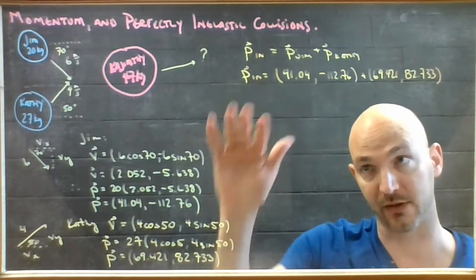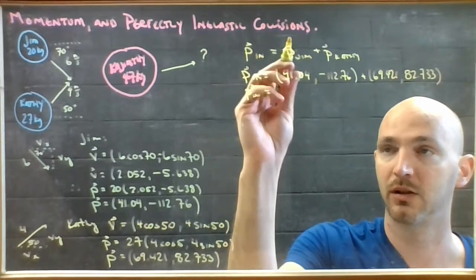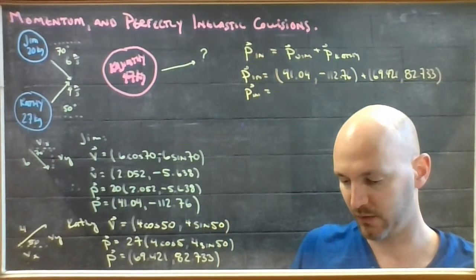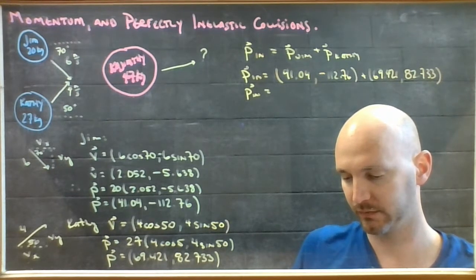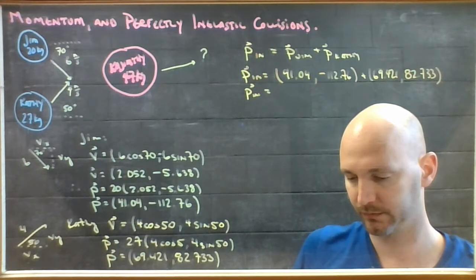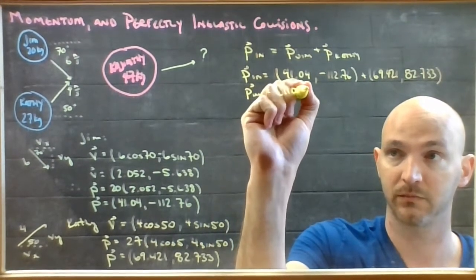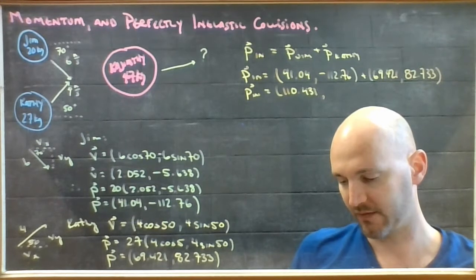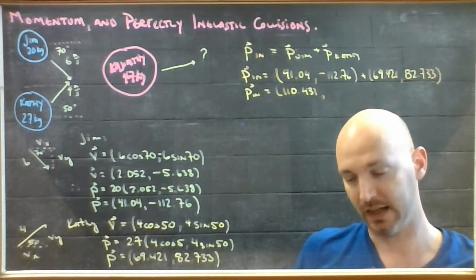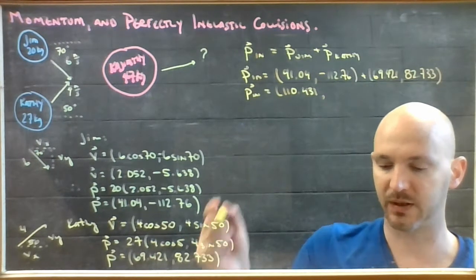So, and that said, let's actually do the numbers there. So the momentum in x will be 41.04 plus 69.421 gives me 110.431, comma, negative 112.76 plus 82.733 gives me negative 30.027.